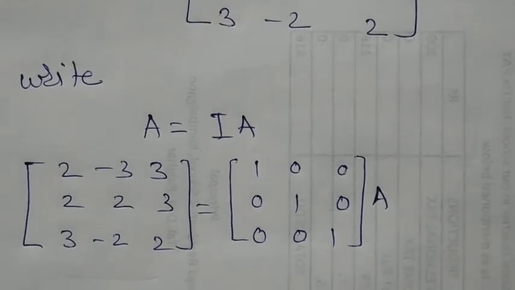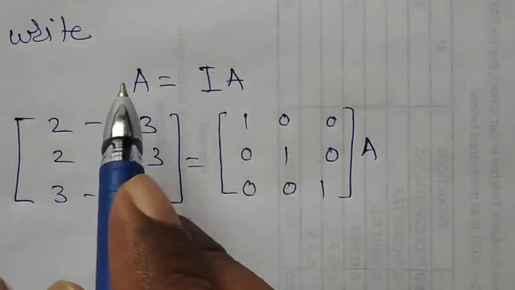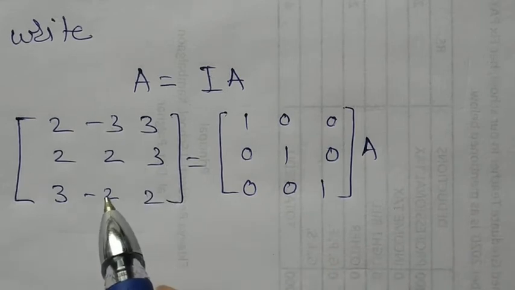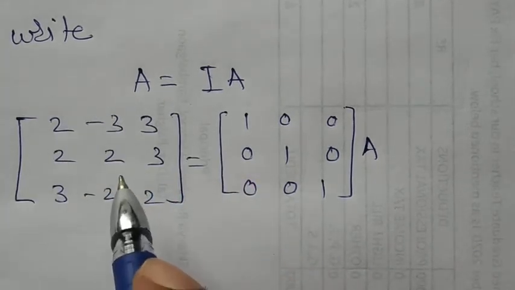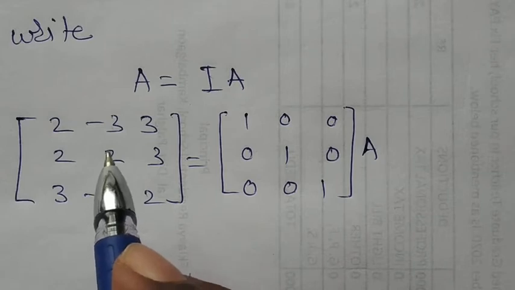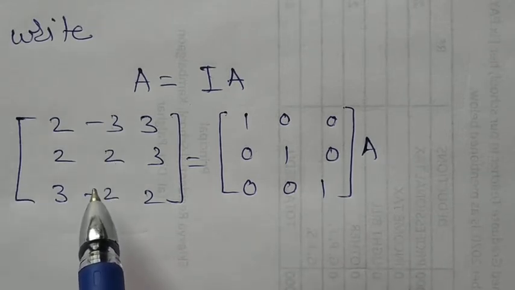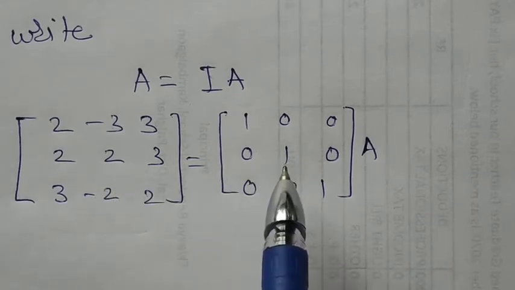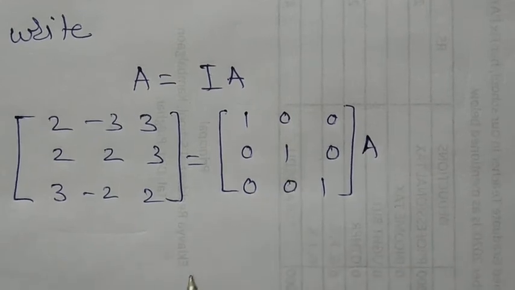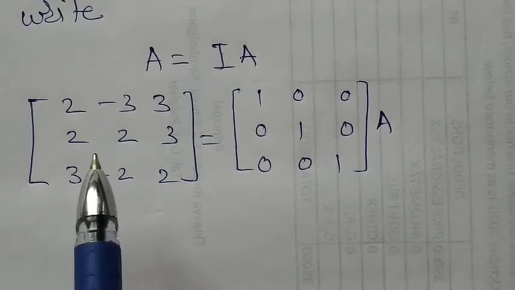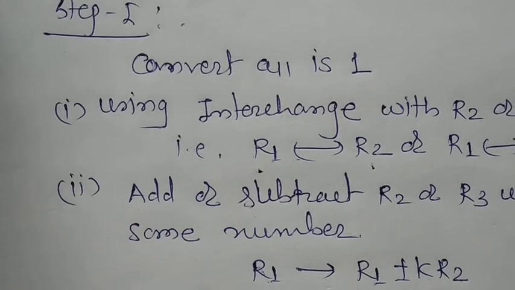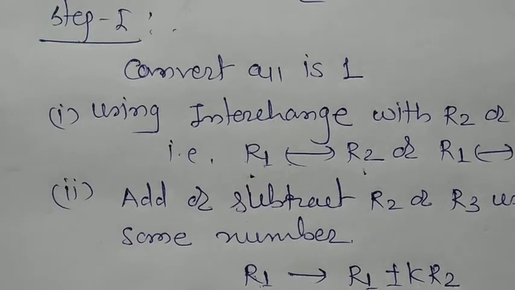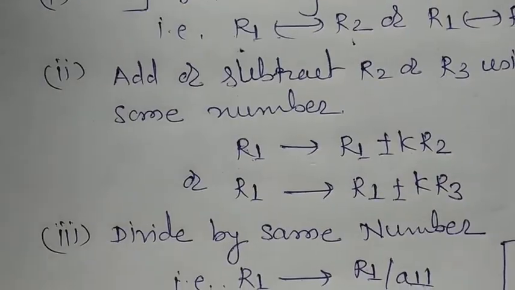Because I times A gives A. So we convert this matrix into I, and whatever changes we make in this matrix, the same changes are made in this matrix also. Now check step 1. Step 1 says convert A11 to 1 using interchange. If interchange is not possible, then add or subtract. If add and subtract are not possible, then divide by the same number.